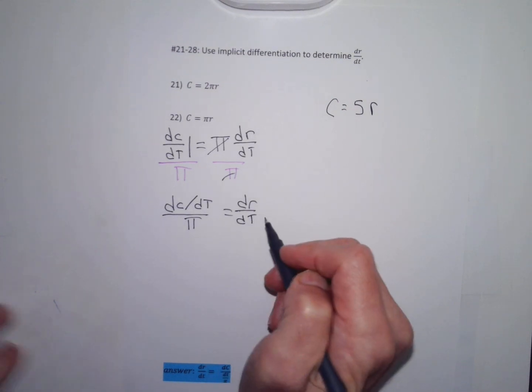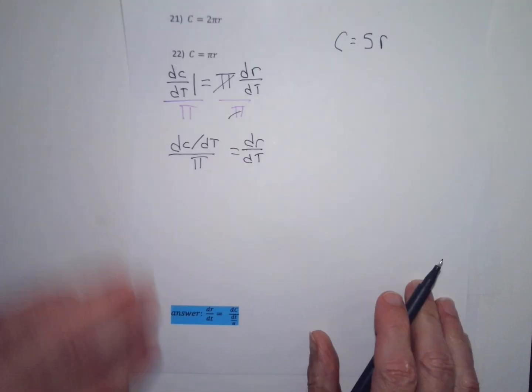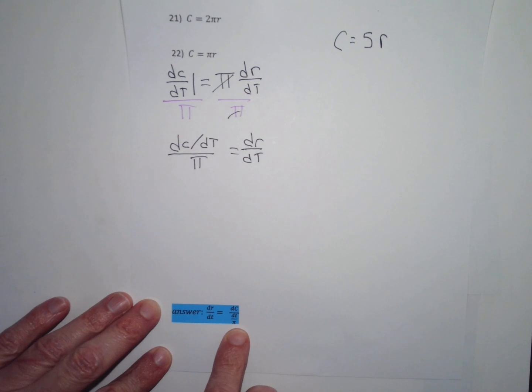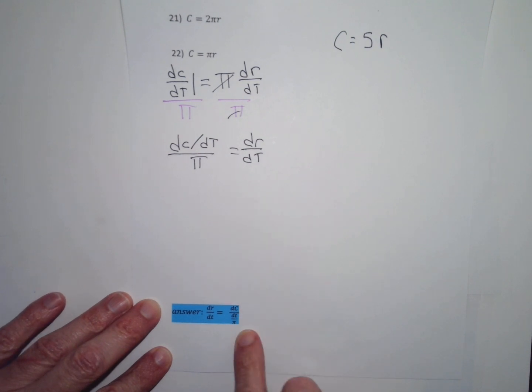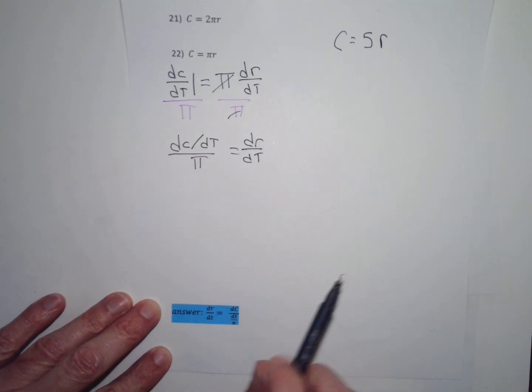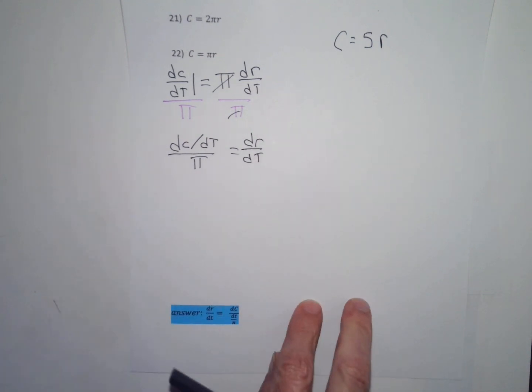Honestly, I like the dr dt maybe to be written on the opposite side, but I didn't write it there. When I typed the answer up, I have the dr dt on the left side and the dc dt over pi on the right side. Made a big 3-layer fraction there, as opposed to this kind of slanted 3-layered fraction. It doesn't matter. This is fine and that's fine. And dr dt on either side is fine.